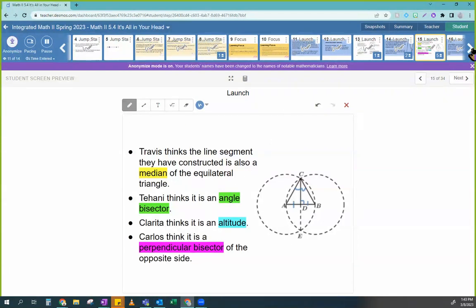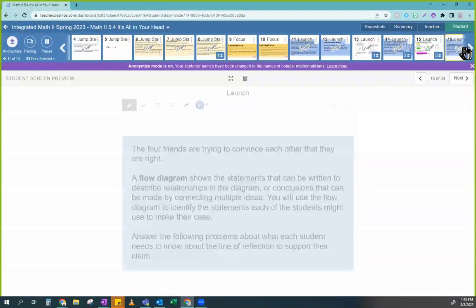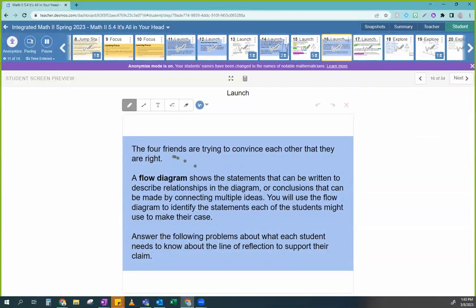It shows the four friends trying to convince each other that they are right. A flow diagram shows statements that can be written to describe relationships in a diagram or conclusions that can be made by connecting multiple ideas. You will use the flow diagram to identify the statements each of the students might make. Answer the following problems about what each student needs to know about their line of reflection to support their claim.